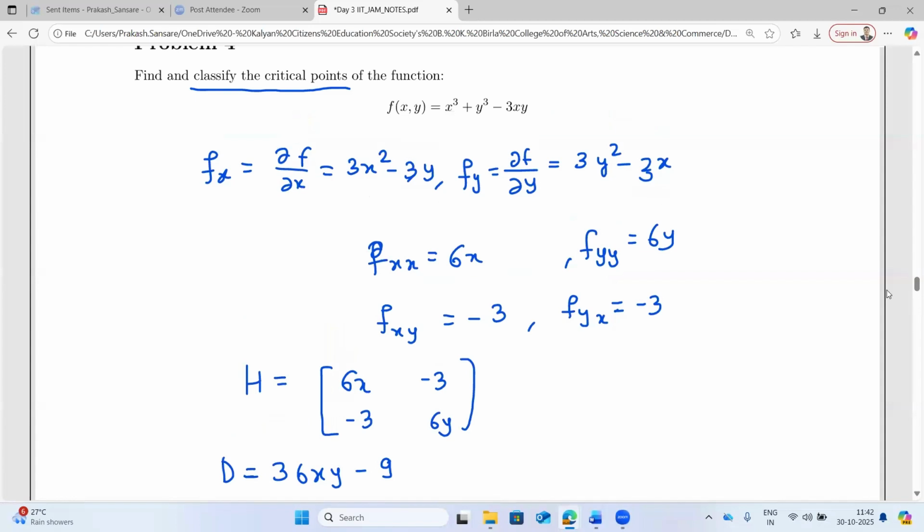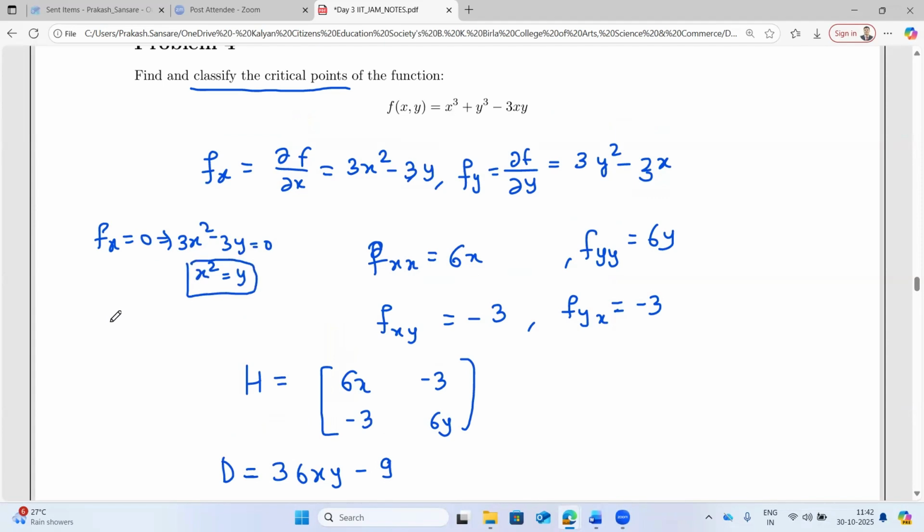So how will I calculate the critical point here? fx is equal to 0. This would imply 3x square minus 3y is equal to 0. So this would imply x square is equal to y.